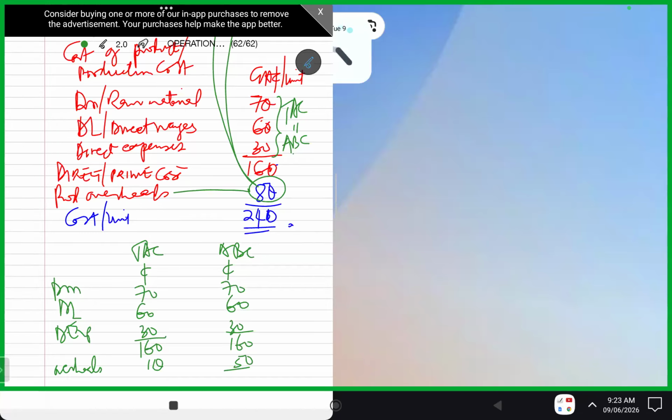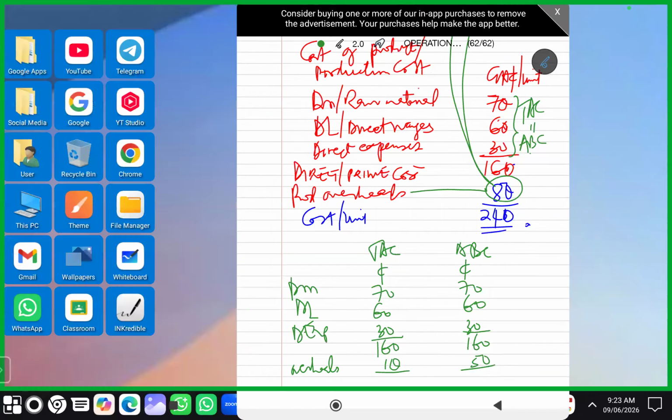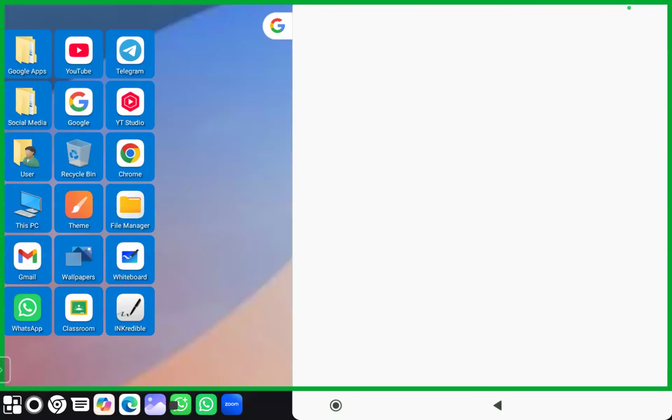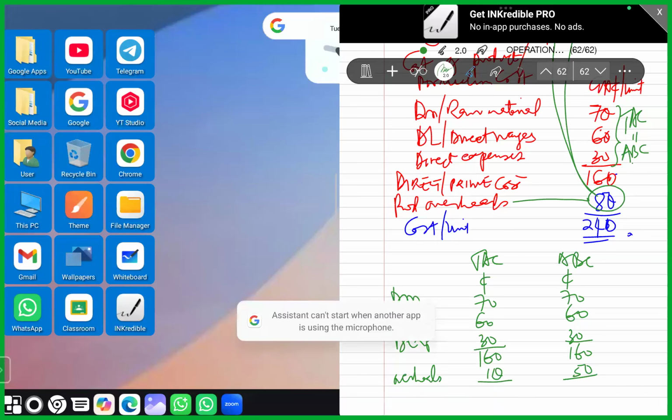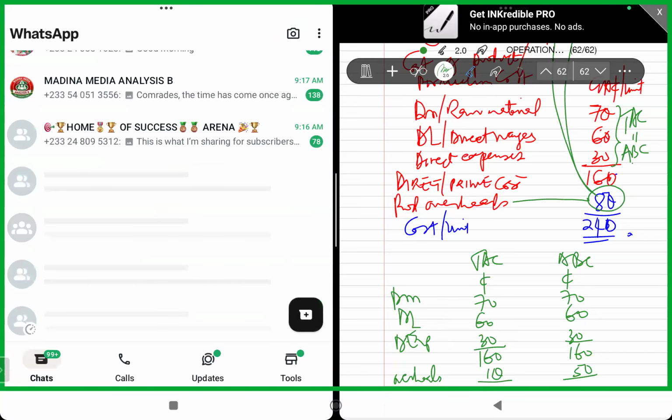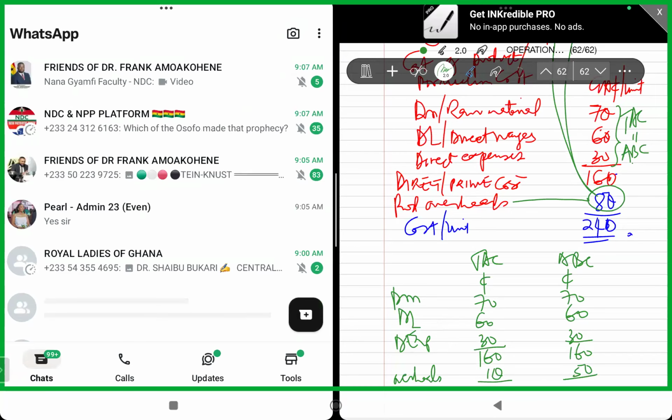That's the difference. So that's the difference between both. The difference between the traditional absorption costing and activity-based costing is the way the overheads are computed.